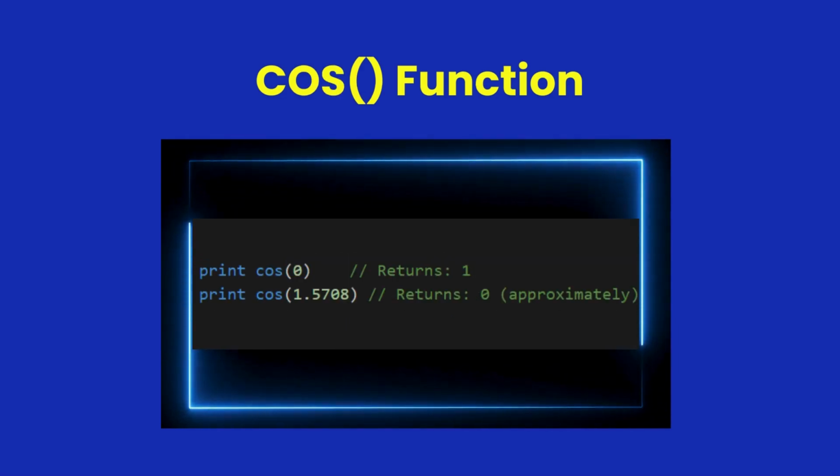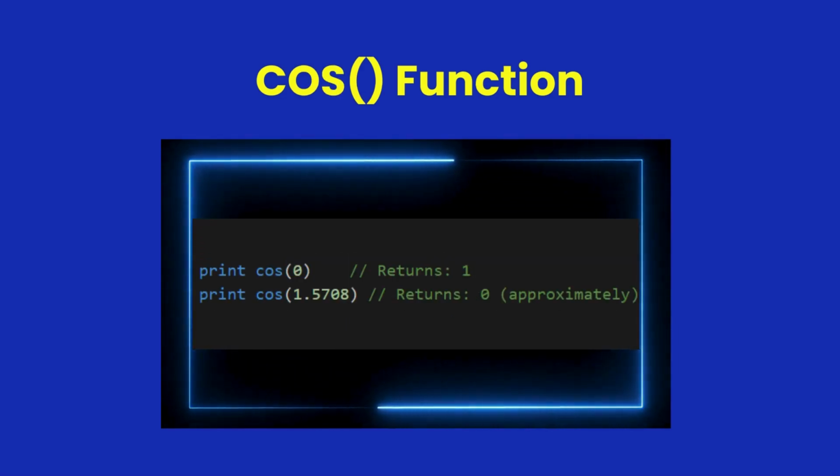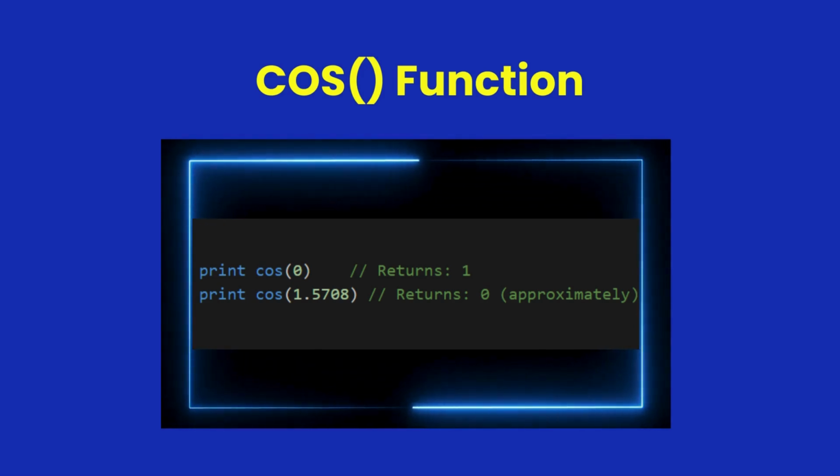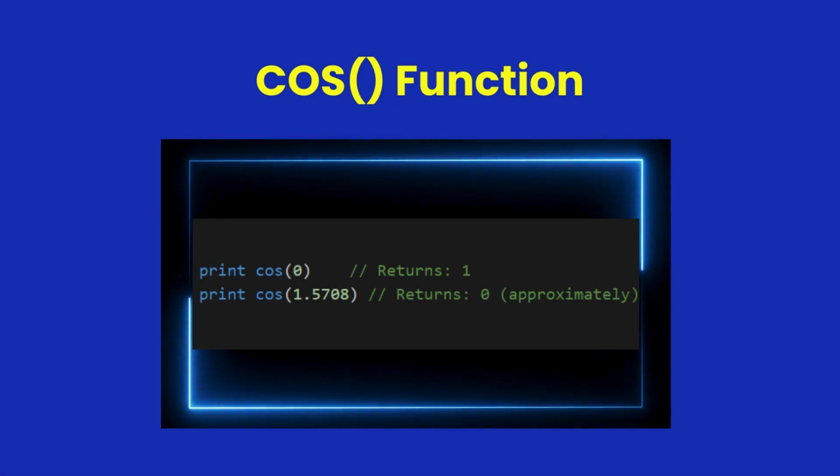The cosine function returns the cosine of an angle. Examples are: the cosine function is used in trigonometry to find the cosine of an angle given in radians.